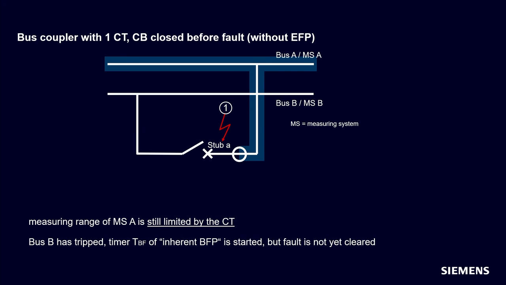Let's assume the circuit breaker has opened and we have no end fault protection. For bus A, nothing has changed. It still looks like an external fault. Since bus B has tripped and the fault is still there, the inherent breaker failure protection is started. Finally, the fault is cleared by the inherent circuit breaker failure protection, sending a trip command to bus system A.